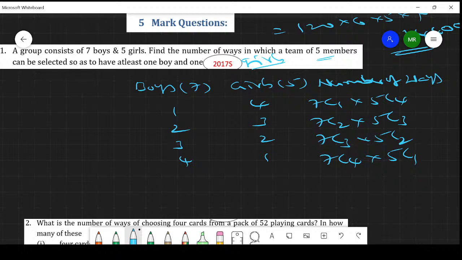We can consider like this. We have 5 girls in total, correct? Check all the possibilities here. 7 boys and we have the 5 girls.